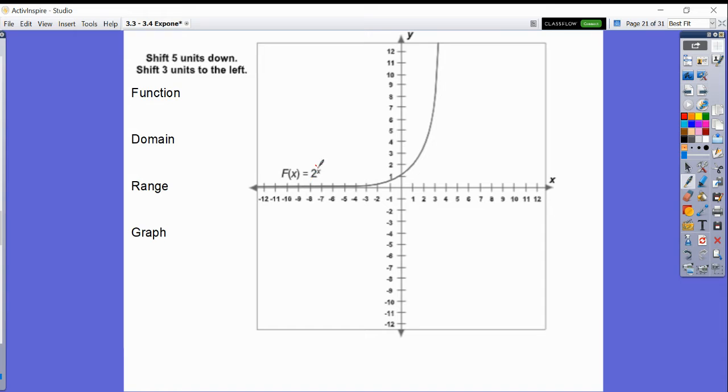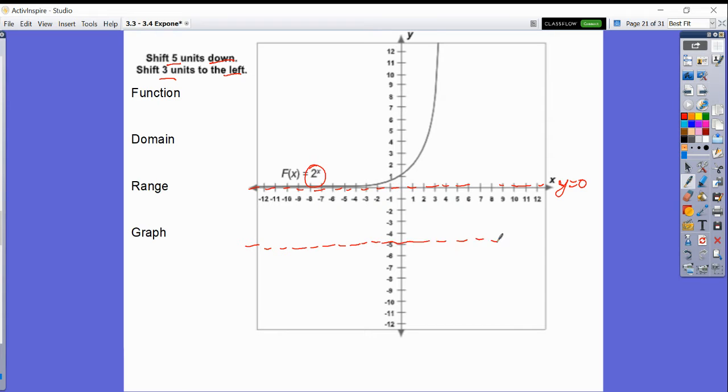So we are going to start with the parent function 2 to the x, and this time I want you to write the equation that is shifted down 5 and 3 left, and we'll also graph it. So let me start with my horizontal asymptote at y equals 0 currently, and I'm going to move it down 5 and 3 left, which doesn't really change things.